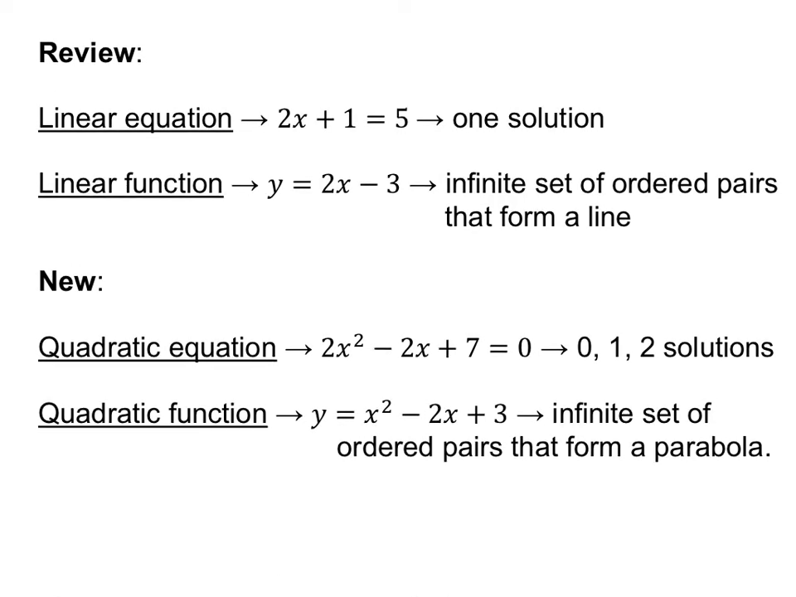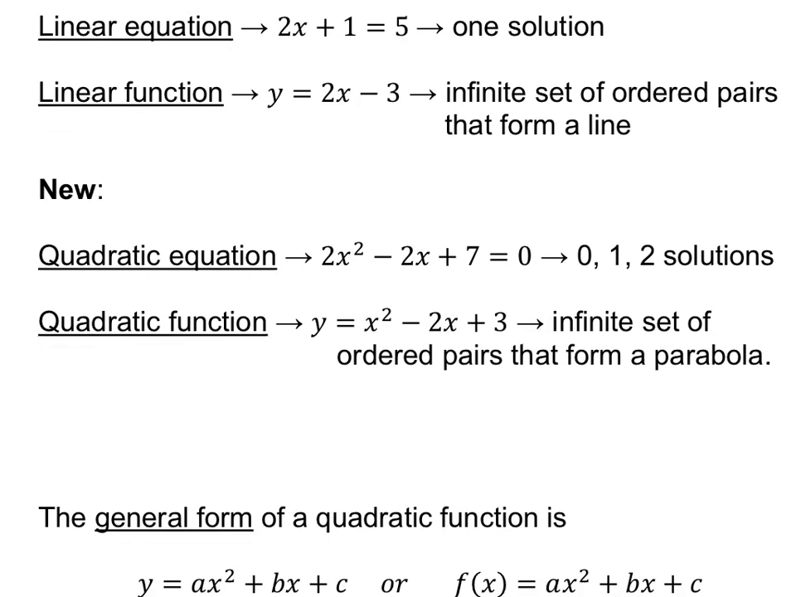So now think about what we've done so far in class with quadratic equations. We have solved these, and we know that when we solve a quadratic equation, we get 0, 1, or 2 solutions. Well, now we're going to take a quadratic equation and make a quadratic function out of it. Again, it's an infinite set of ordered pairs, and instead of a line, they're going to form what we call a parabola.